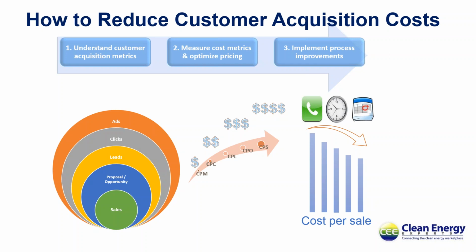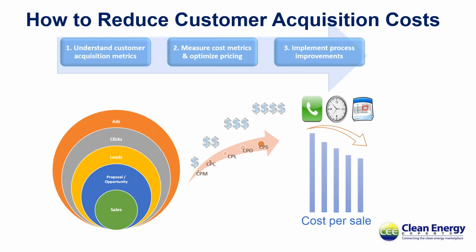So if you're running advertisements, the cost of those advertisements is going to be the cost that you would divide the sales by. If you're buying leads, the cost of the leads that you're purchasing would be the cost that you would divide the number of sales by.